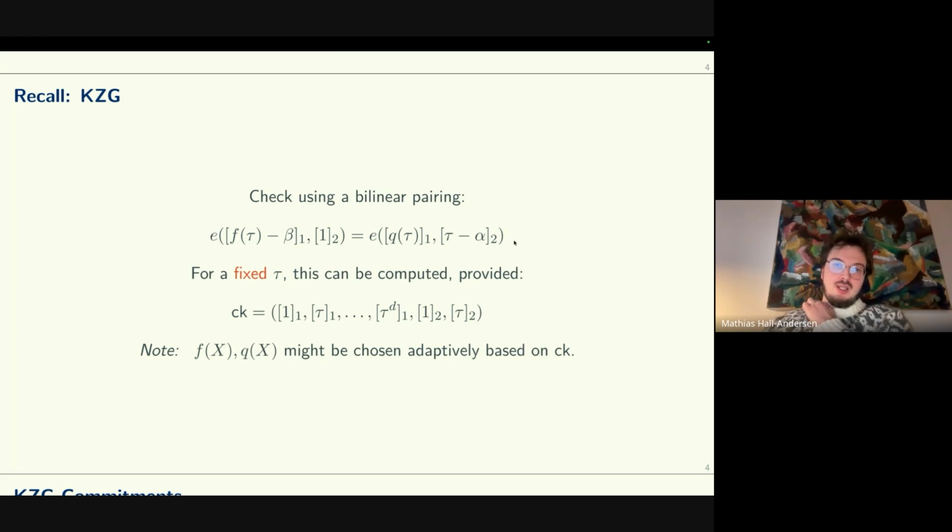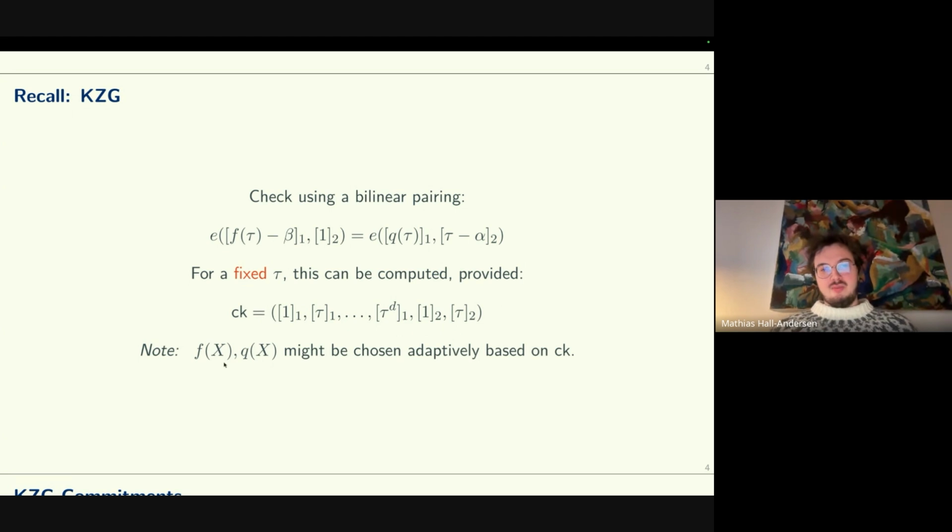As I said, you fix some tau, and by fixing tau you flip the probability statement around. Instead of sampling an f and then checking for a random tau, I fix a tau, and then I have this non-interactive check using a bilinear pairing. And what this allows me to do is, if I precompute the powers of tau like this, then I can compute the quantities inside these brackets homomorphically from this.